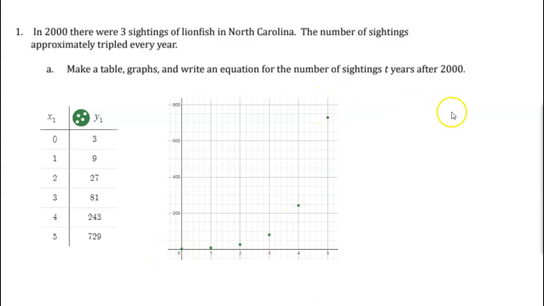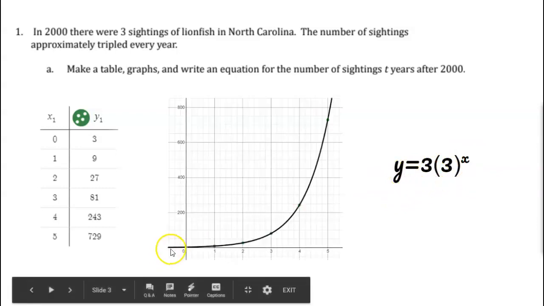And if I think about that as an equation, we started with 3, so that's our initial value. And we're tripling, so we're multiplying by 3 every year. So there's our time, although x would be t. They wanted it in t for t years. So 3 times 3 to the x power. And then I can go in and just graph that line if I wanted to and see if it hits my points the way I expected it to, and it does.